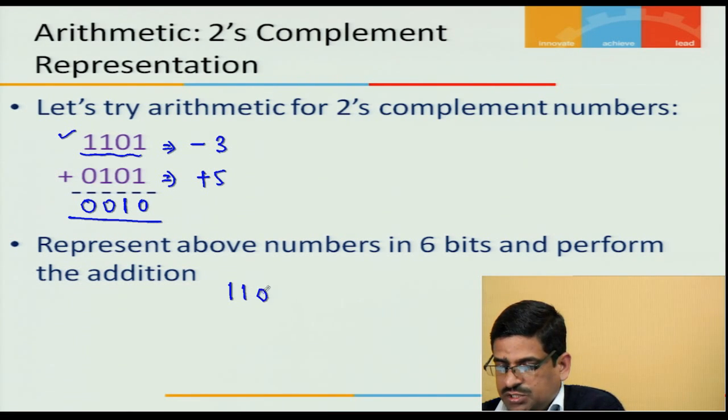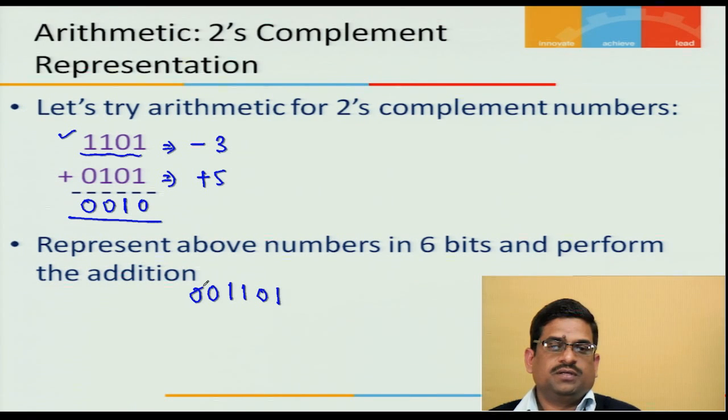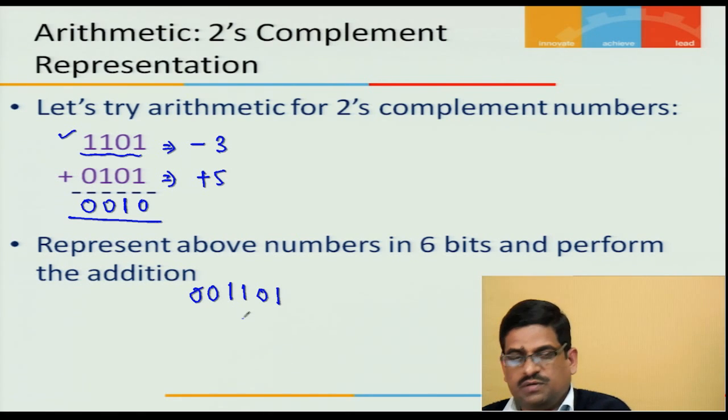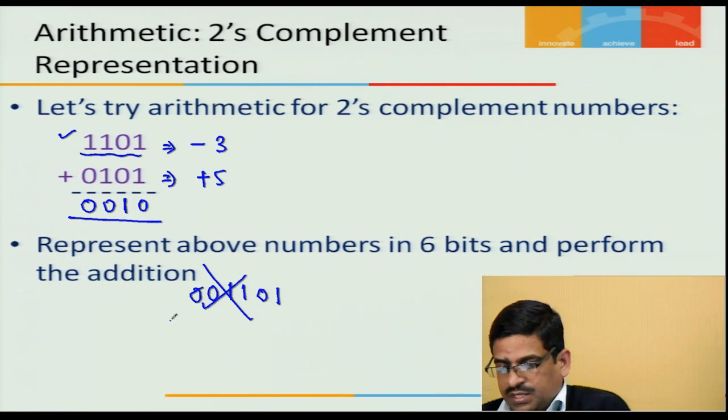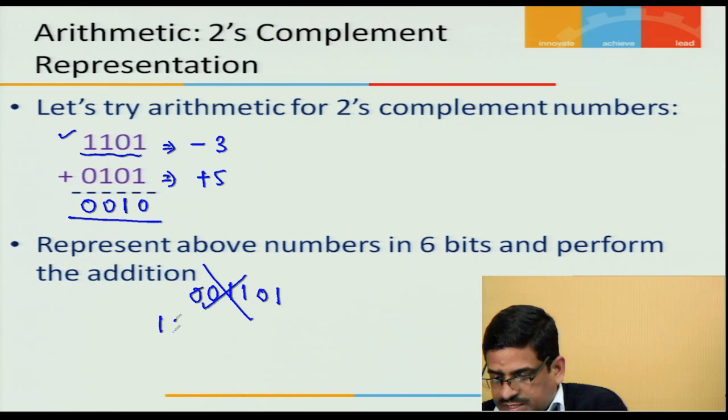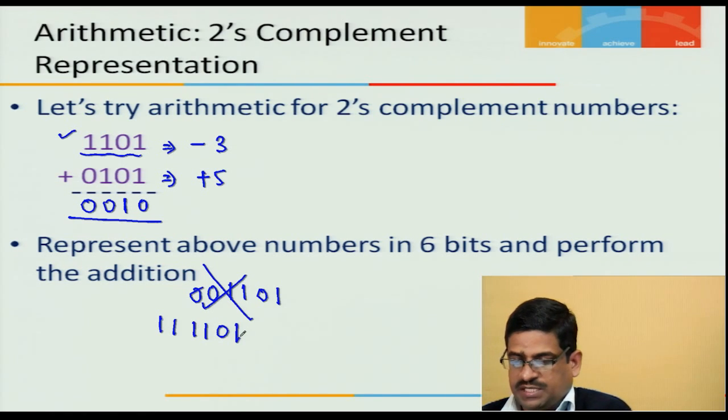So 1 1 0 1 is there. If I add 2 zeros, will it change the value? Yes, it will change the value, because now the number becomes positive from negative. So this will not work. So what do I have to do? If I add two ones, and then write the original 4 bits of the first number, I get 1 1 1 1 0 1.